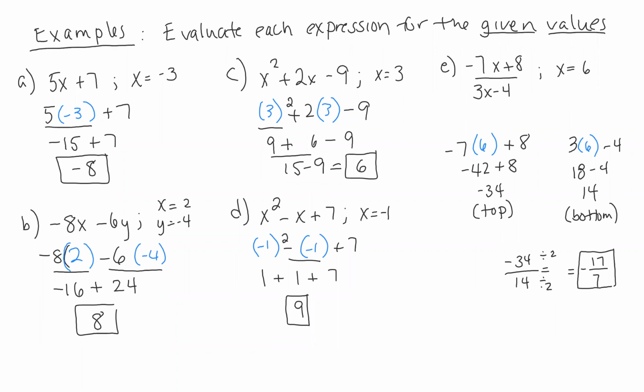All right. So again, one way to do it is just plug everything in and then simplify, or you can look at the top separate from the bottom, fill in the final evaluated number for the top, final evaluated number for the bottom, and then reduce.